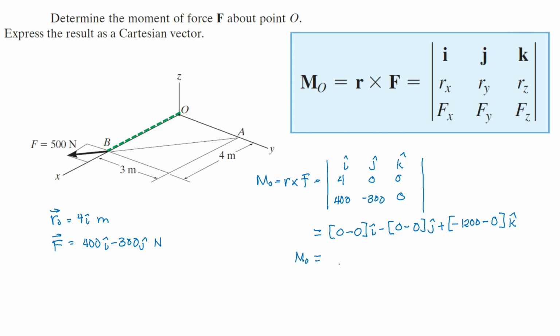So the moment of force here is negative 1,200. The unit for R is meter and for the force is Newton. Remember, the direction is k hat, and the unit is Newton meter. So this is the moment of the force for this problem.